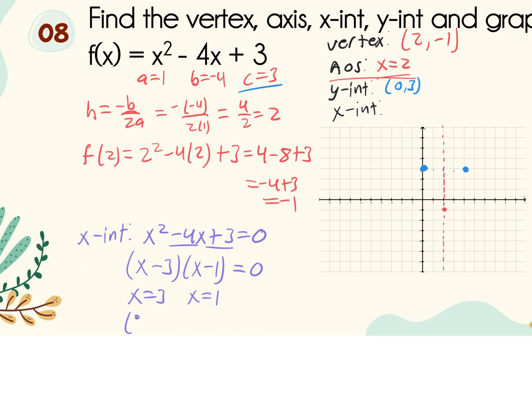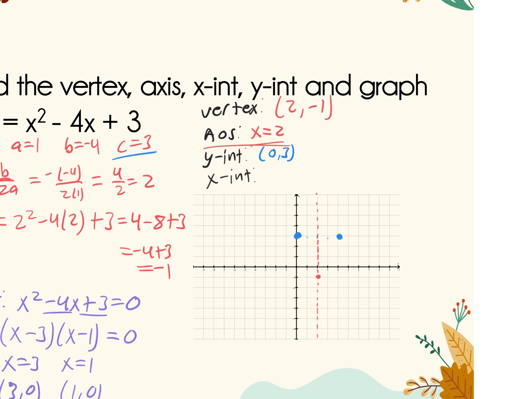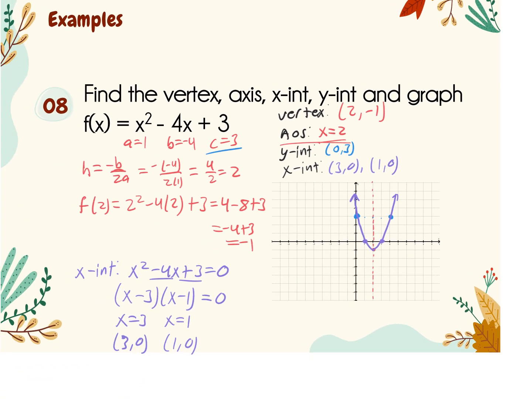And we get our x-intercepts are (3, 0) and (1, 0). Right, (3, 0), (1, 0). All right, and plot those points over here. And then connect the points to make your parabola. All right, and that's all you need for this problem.